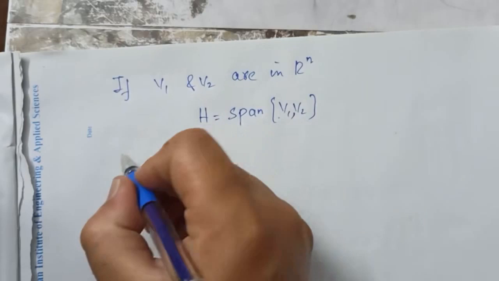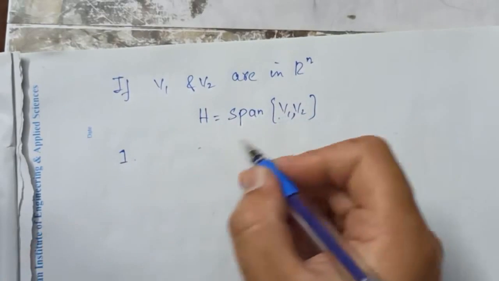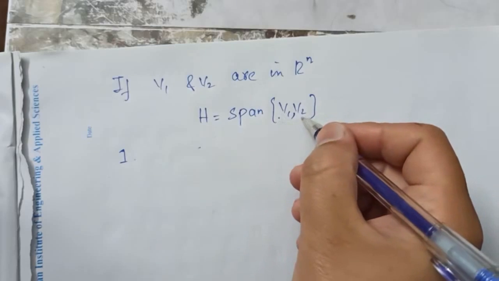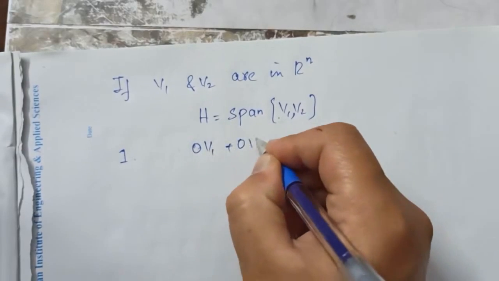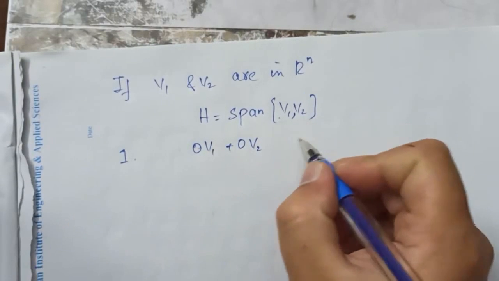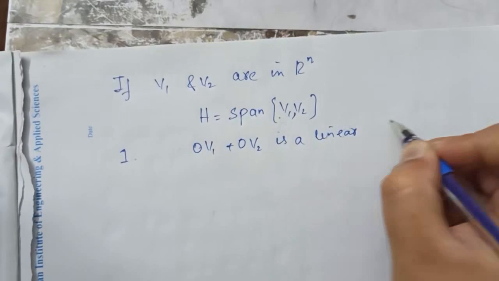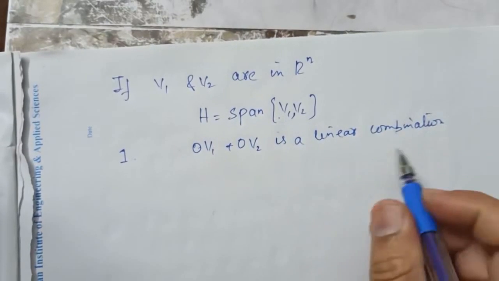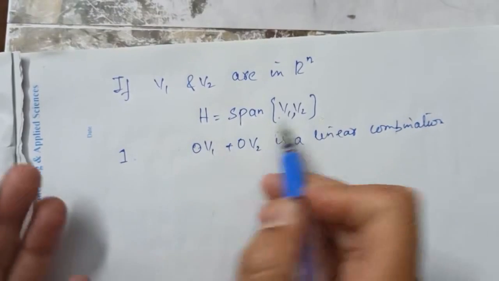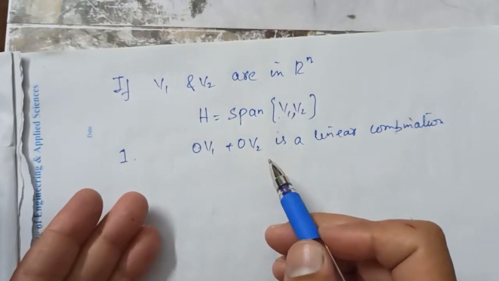So let's look at the first property, which is that the zero vector should be in H. A linear combination of v1 and v2 is the span, so 0 times v1 plus 0 times v2 is a linear combination, and it states that H contains 0. So the first property is satisfied.